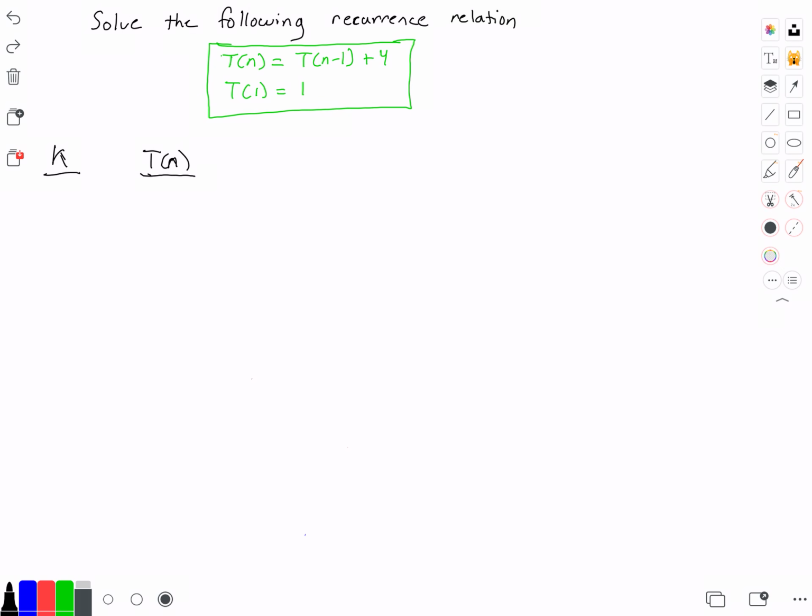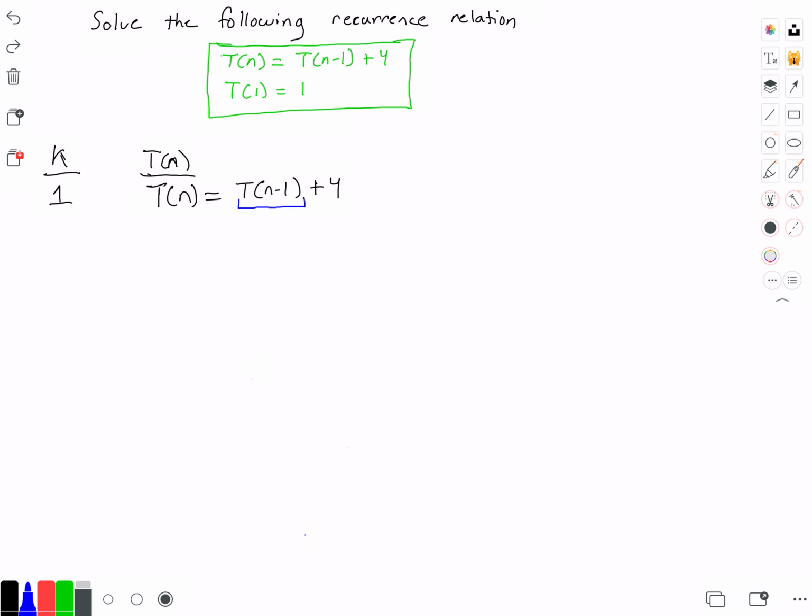Alright, so for our first iteration, we're going to set k equal to 1. And then all we're going to do is rewrite our recurrence relation. So that's T of n is equal to T of n minus 1 plus 4. Okay? So to go to the next iteration, we need to know what T of n minus 1 is, and that's simple enough. We can figure that out just by plugging in n minus 1 into our original equation or function.